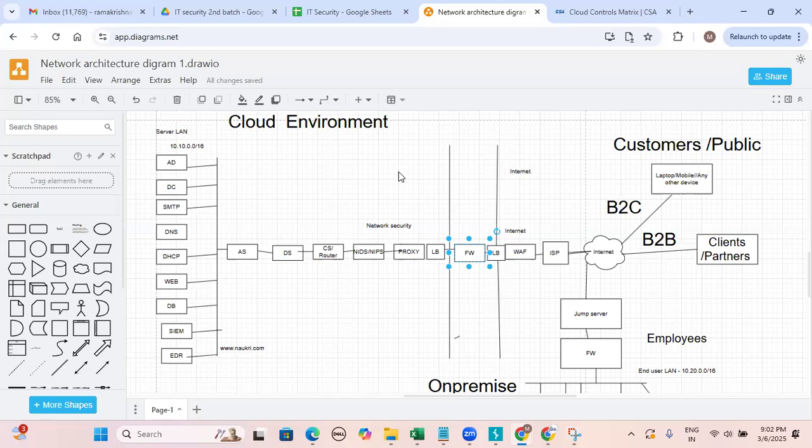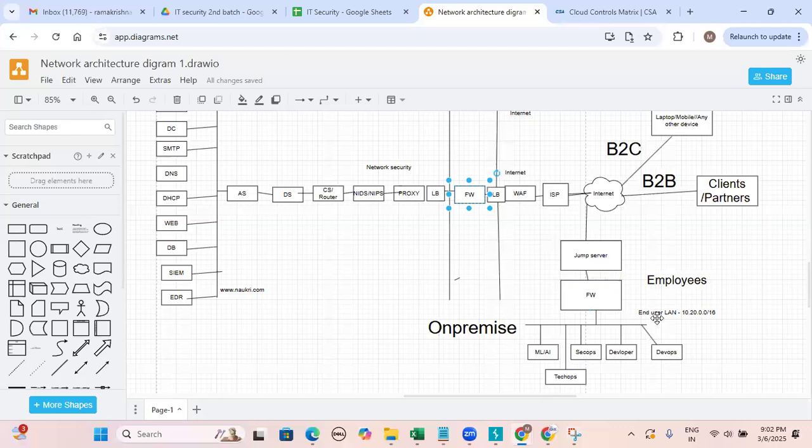In that scenario, our physical end users are employees. They are trying to access the cloud environment. That is called on-premise versus cloud. For example, now you are sitting here and a couple of our applications are located in the cloud. Take the example of your ERP platform.